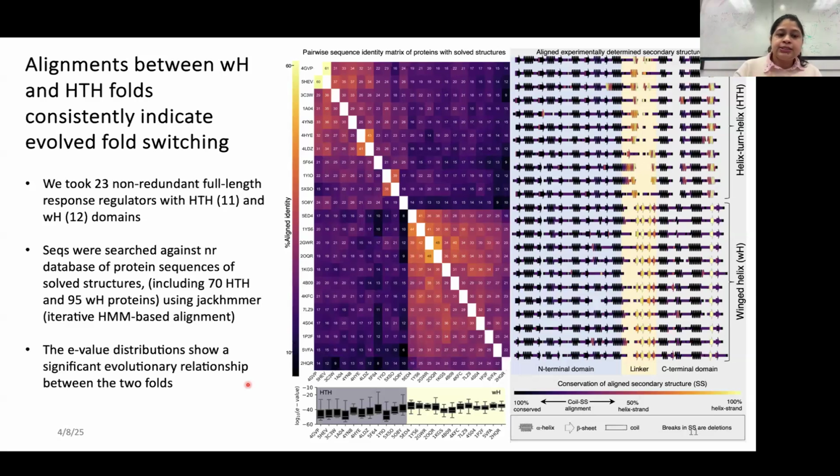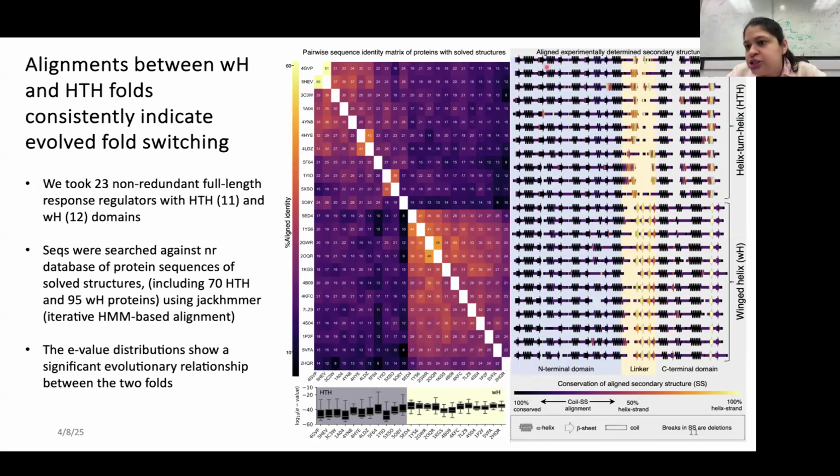These sequences were then searched against a non-redundant database of protein sequences of solved structures, which had 70 helix-turn-helix and 95 winged helix proteins. And this alignment was done using Jackhmmer to make sure that we have a sensitive search. And we looked at the e-value and the distribution and the sequence alignment.